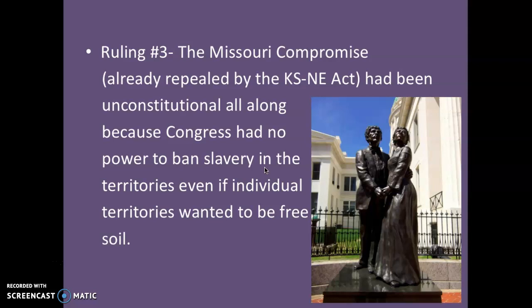This is a statue outside the old courthouse in St. Louis, Missouri, where the case was tried. This is Dred Scott and his wife Harriet immortalized here with this statue.